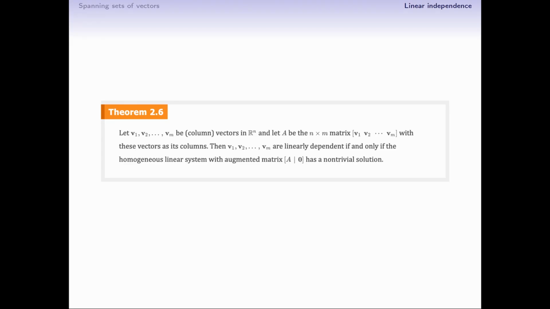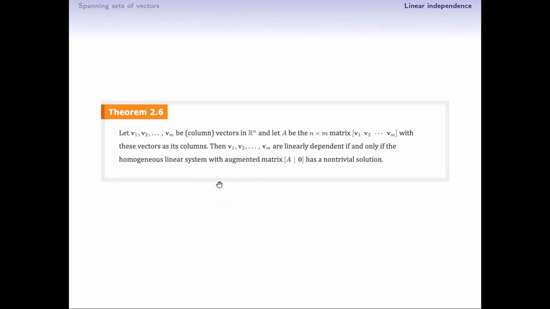Now, Theorem 2.6 summarizes what we've already discovered in the solutions to our last two problems. So this should look pretty familiar by the time we're done with our statement of Theorem 2.6. So let V1 through Vm be column vectors in Rn. So we're picturing m vectors represented as columns. And let A be the n by m matrix obtained by taking the vectors V1 through Vm and making them the columns of our matrix. So here's the crucial statement of the theorem.